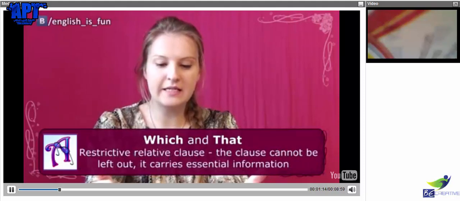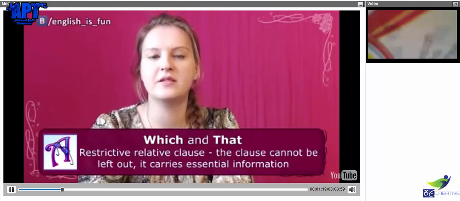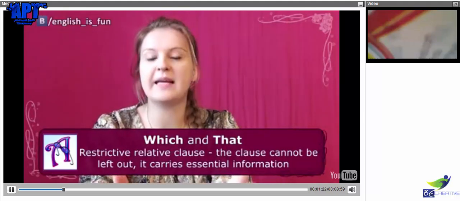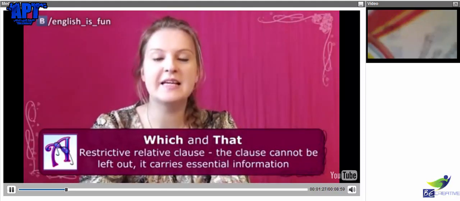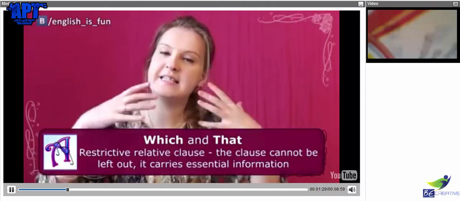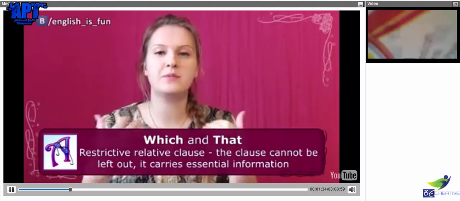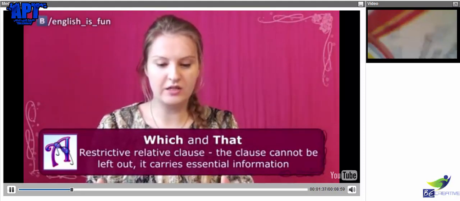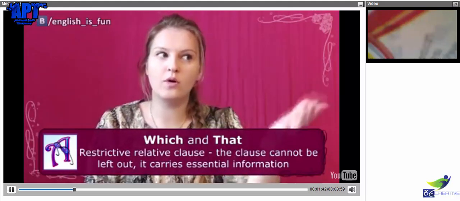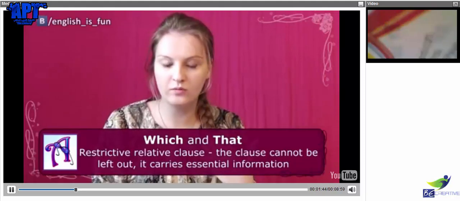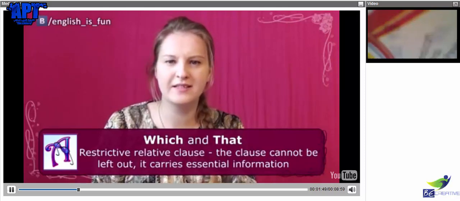So here we are dealing with a restrictive relative clause. And what is that, you might ask yourselves? Well, let me explain. A restrictive relative clause is a clause which contains essential information or important information about the noun that comes before it. In addition, if you take it out, it will affect the sentence. Or the sentence might not make sense at all. Like, I need the book. What kind of book? What are you talking about?